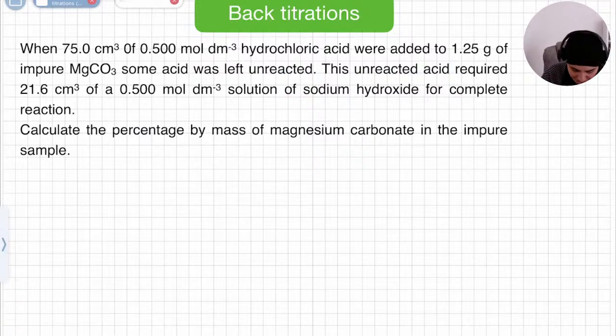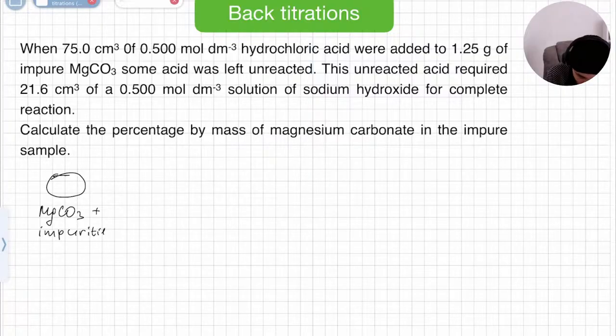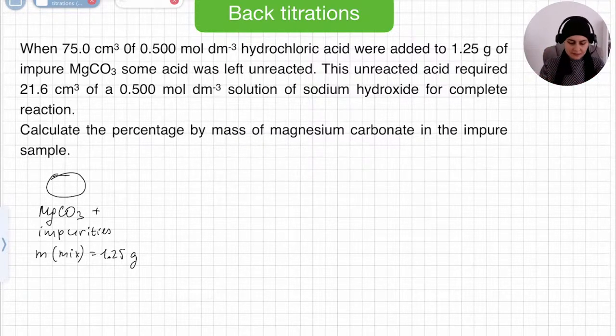So they've added 75 cubic centimeters of 0.5 molar HCl to 1.25 grams of impure magnesium carbonate. So we had an impure magnesium carbonate solid, that's MgCO3 and some impurities. And what do we know? We know the mass of the whole thing, the mass of the mixture. It's 1.25 grams, so it has magnesium carbonate and impurities.